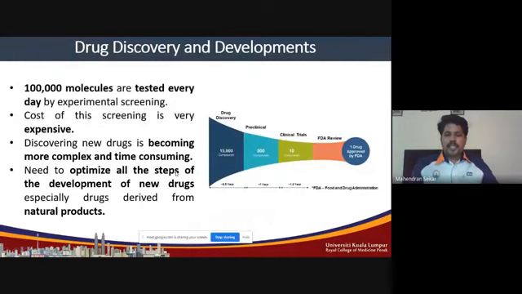So what are the steps that we have discussed? Until isolation, there are no changes. Whatever we have been practicing, there is no update. We have been following the same methods since ancient times and in the recent 10 years. Only in the isolation, we started using some equipment like flash chromatography. That is the only change. Up to that, the same methods are followed. But after the isolation and characterization, we need to optimize some steps in the drug development process, especially for drugs derived from natural products.